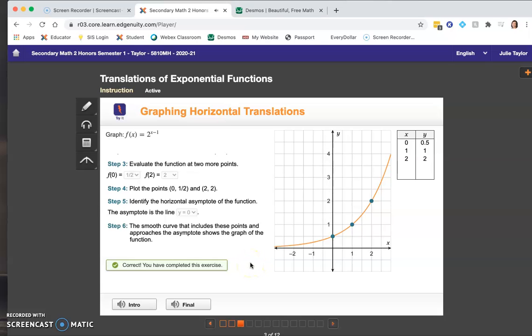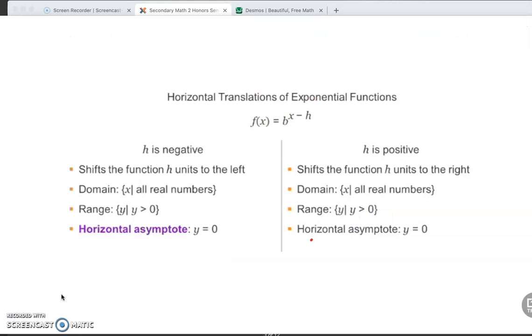So now we're going to look at actually what happens when we translate or move the graph left or right. We call them shifts or slides. They can go left or right. They can go up or down, depending on what we're going to add or subtract in the exponent and also on the outside of the exponent. So the first thing we're going to look at are horizontal translations. So here are some rules for horizontal translations of exponential functions.